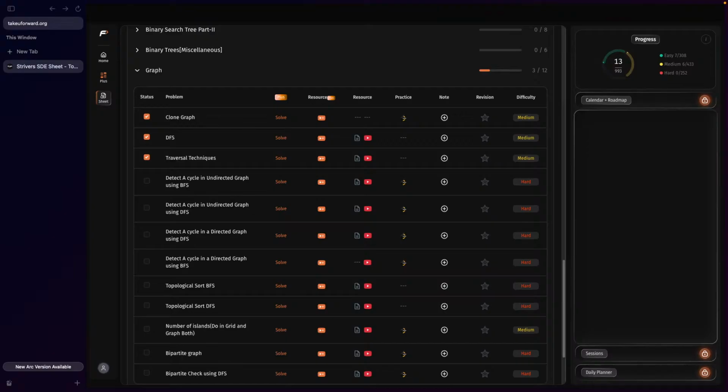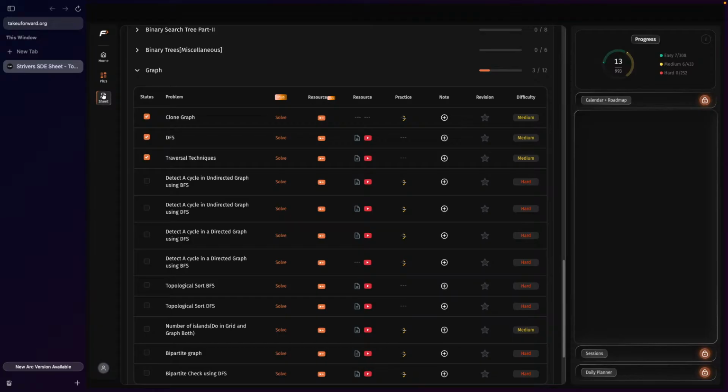Now I'm going to solve a bunch of random graph questions. A little fair warning about me: I do know graphs a little bit, but I suck at it. I'm absolutely horrible at it, if that's a thing. So what I'm going to try to do is get better.